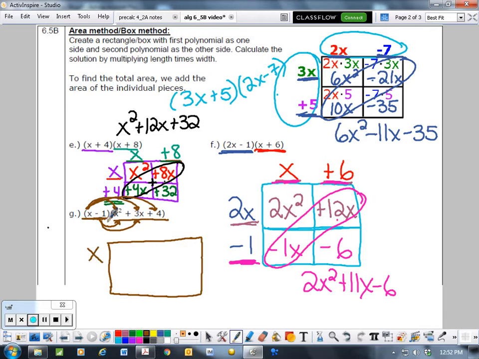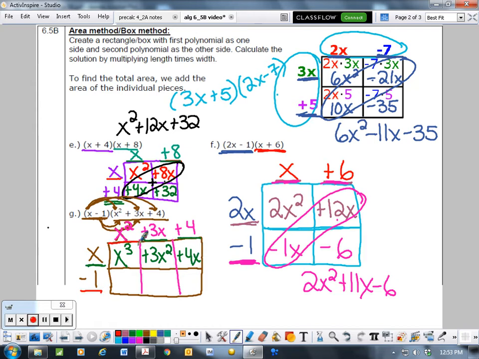Okay, so I'm going to take my first polynomial, x minus 1, and put it on the side. I'm going to take my next polynomial, x squared. Probably should use a different color up there. There we go, we can see that better. So x squared, and then my next term plus 3x, and my last term plus 4. And so now we can multiply our sides again. So x times x squared, x to the third, x times 3x plus 3x squared, x times 4, a positive 4x. And then I'll move down.